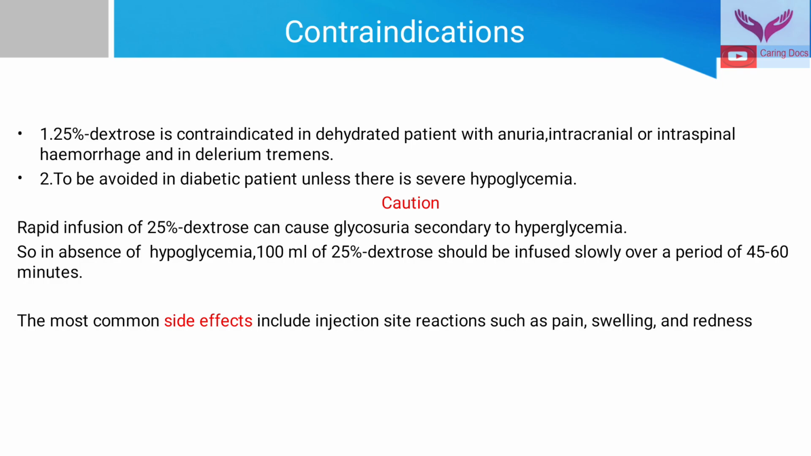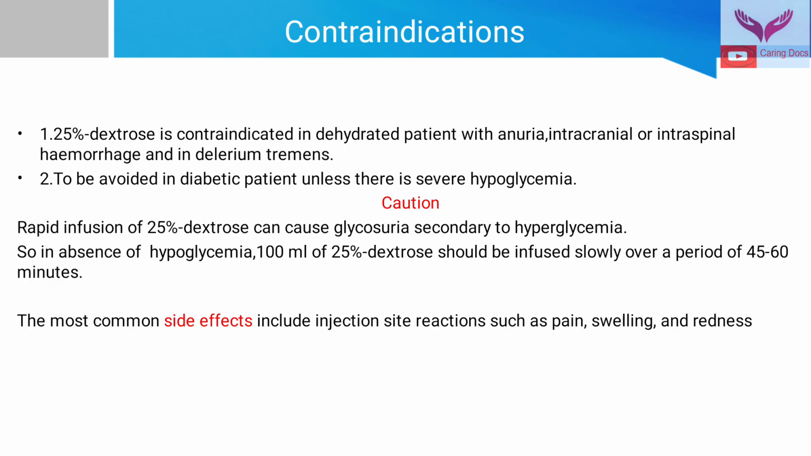The contraindications for the use of 25% dextrose are dehydrated patients with anuria, or patients with intracranial or intraspinal haemorrhage, and in patients with delirium tremens we should avoid 25% dextrose. It is also avoided in diabetic patients unless there is severe hypoglycemia.